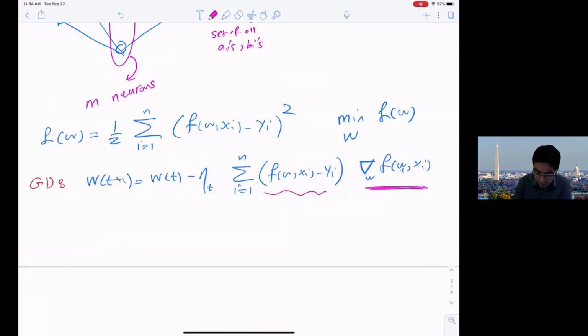Before, this term was either xi or phi of xi. It was static. It wasn't changing during the training. So in linear, this term was fixed. But here, this is going to change depending on WT from the previous iteration. That is the main difference between the gradient descent updates and trajectories of a linear model and a neural network. Quite obvious, in fact. Okay, so how do we solve this?